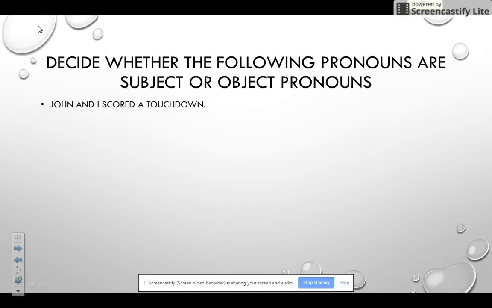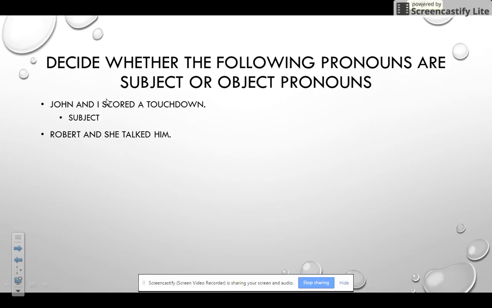Let's look at a few examples. John and I scored a touchdown. I is our pronoun. We're looking for a word that shows action in the sentence. Scored is the action, so I comes before scored. It's a subject. If you're really having a tough time finding the verb in a sentence, you could always refer to your raindrops in your interactive notebook and look at which raindrop it's on. So notice how I, if you look at the example in your raindrop, I is under the subject example.